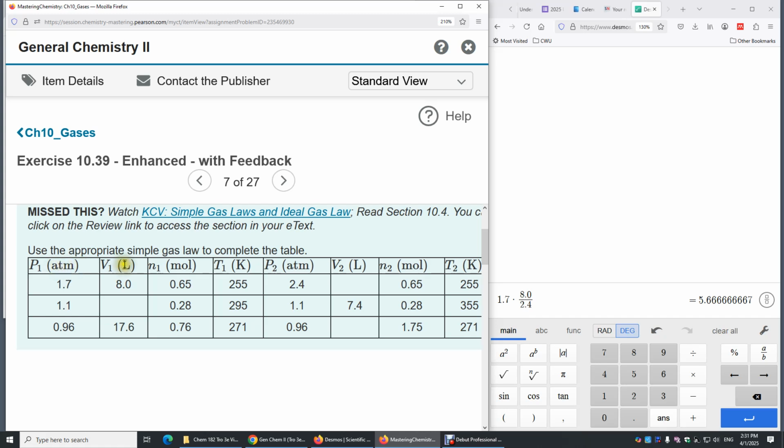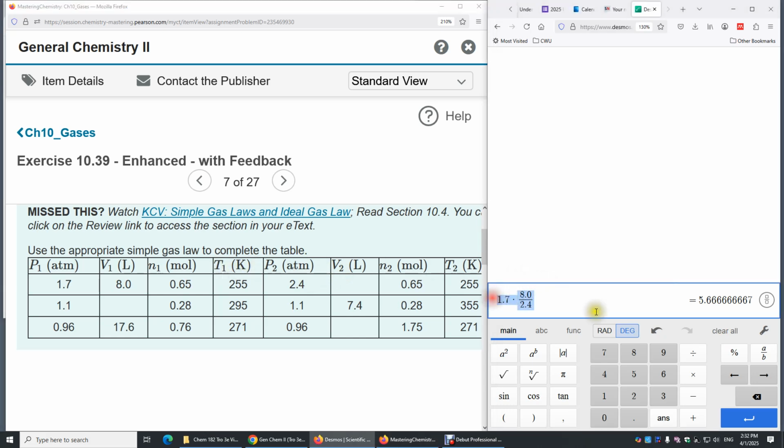We have P1, V1, N1, T1, P2, V2, N2, T2. We know volume is inversely proportional to pressure. Volume is proportional to the number of moles. Volume is also proportional to temperature. So let's look at the first row. N1 equals N2. T1 equals T2. Therefore, we'll simply use the fact that the volume is inversely proportional to the pressure.